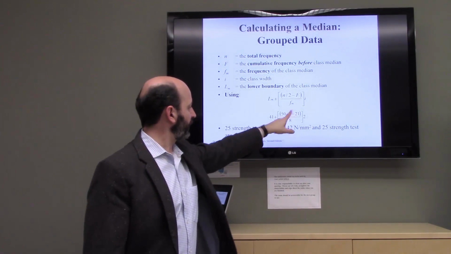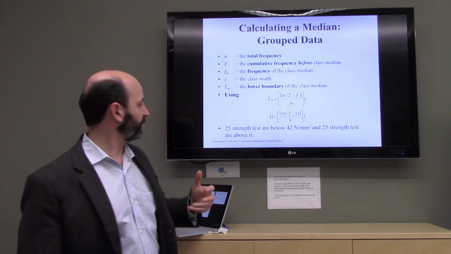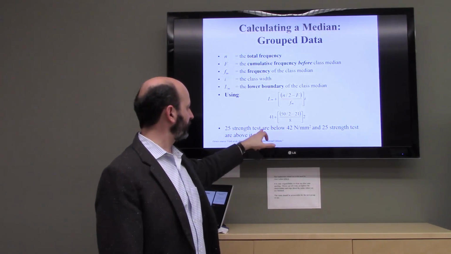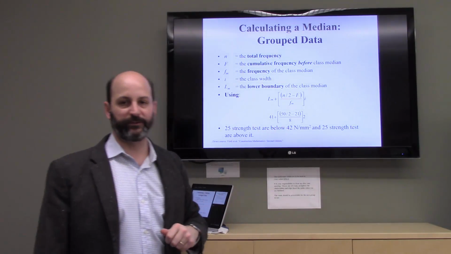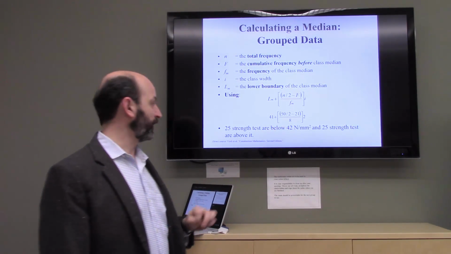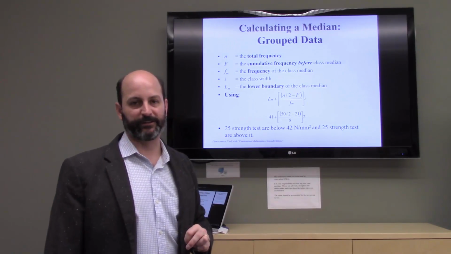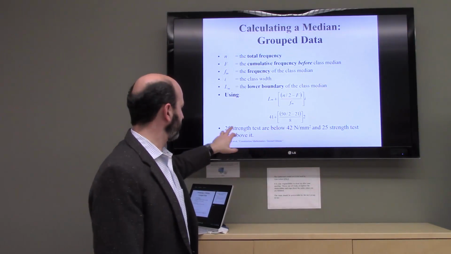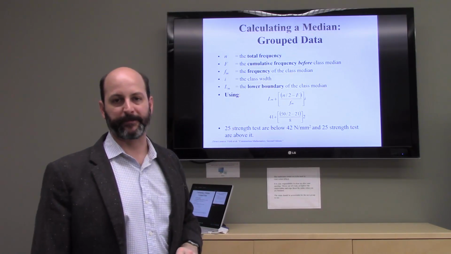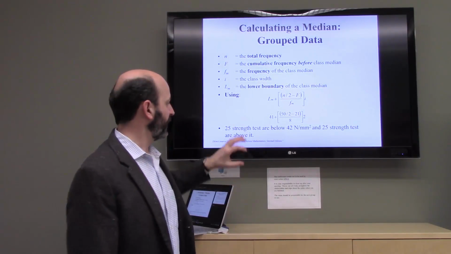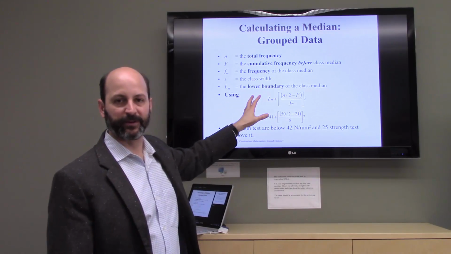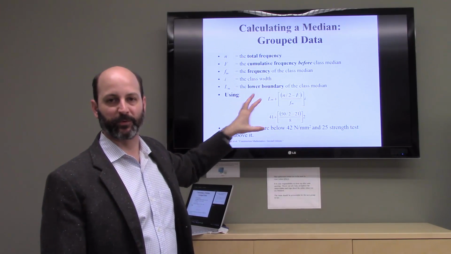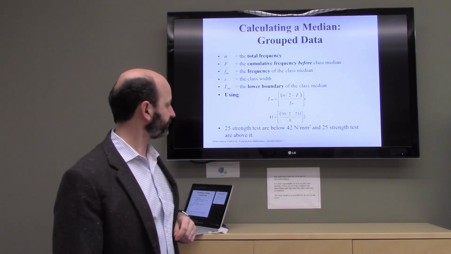Okay? When we calculate that out, what we find is that 25 string tests are below 42 as a value, and 25 string tests are above it, right? So 42 would be the actual numerical median, but the 25th observation is right about where we want to be, and we can tease that out of grouped data with classes when we work with classes, okay?